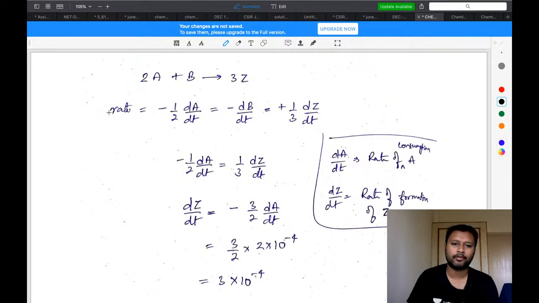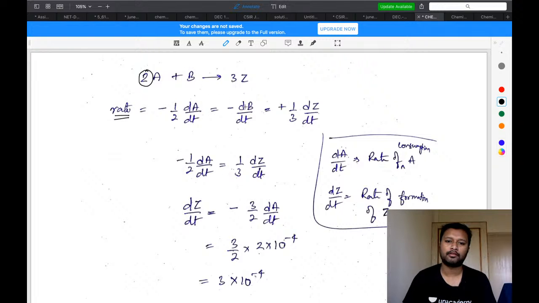So if you want to write down the rate, with respect to A it will be dA by dt. Whatever the coefficient is, you just take it in the denominator. So if it is 2 times A, it will be 1 by 2. The minus sign tells you that A is on the reactant side. So the minus sign tells you that it is a reactant. That's why we have a negative sign.